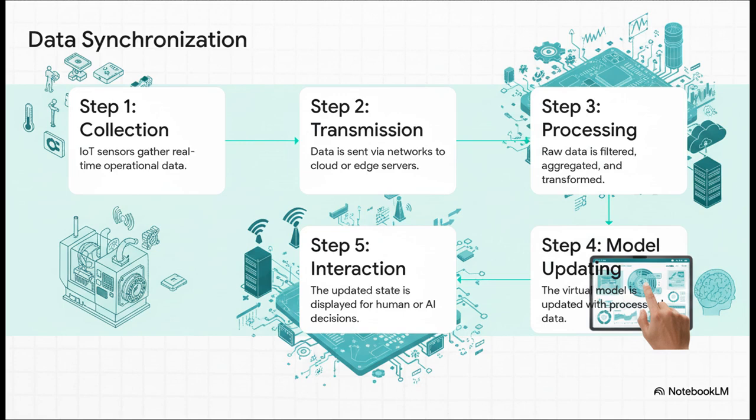So how does this data stream actually work? It's basically a 5-step loop that runs over and over, keeping the twin perfectly in sync. It all starts with collection. You've got these IoT sensors out there gathering data. Then that data gets transmitted and processed to make it useful. After that, it updates the virtual model itself. And finally, this new updated state is shown to a person or an AI who can then make a decision. This whole cycle just keeps repeating, making sure the digital version is always a perfect mirror of the real thing.